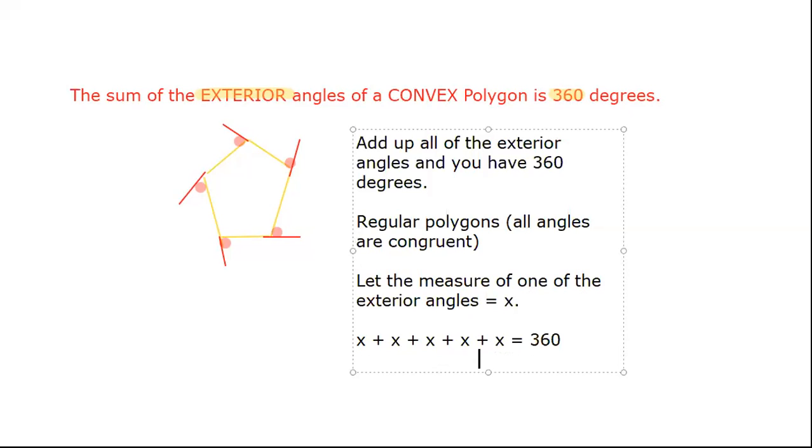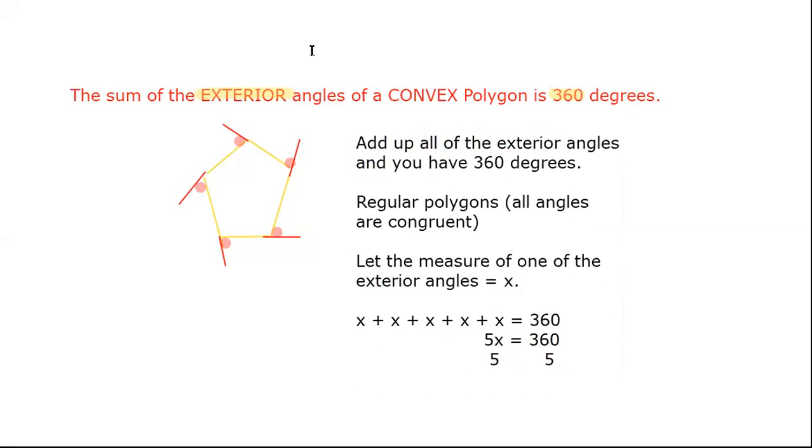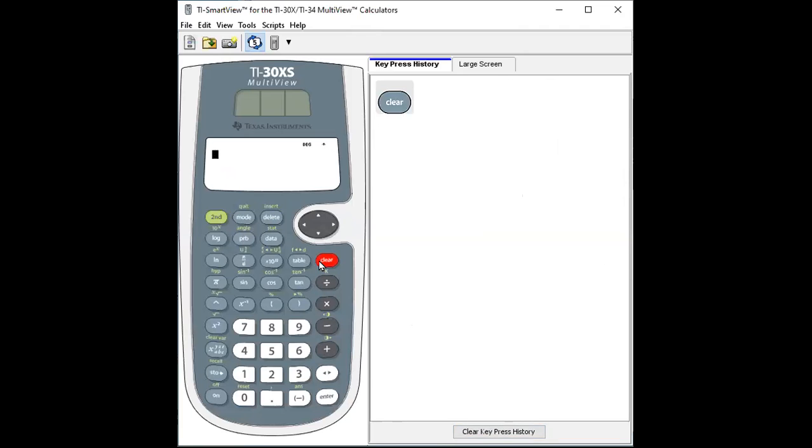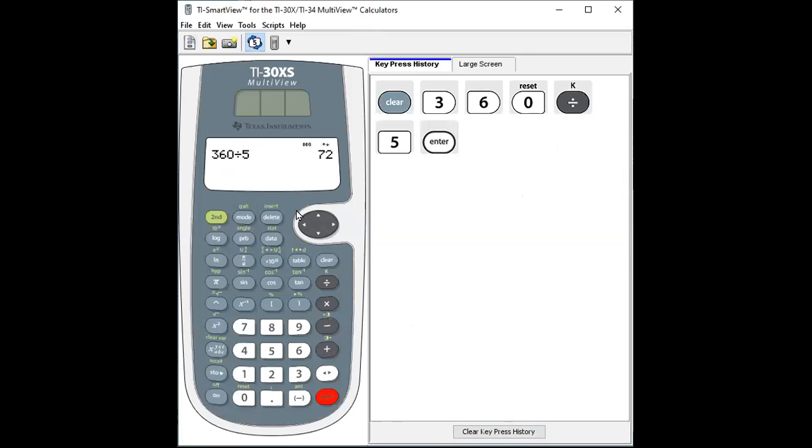Well, that's 5x equals 360. So you're going to divide both sides by 5. When you divide both sides by 5, these 5s cancel out. And we're going to go to our TI 30 XS MultiView. Not the Inspire, why are you calling it that? And we're gonna do that 360 divided by 5 and hit enter. That's 72.